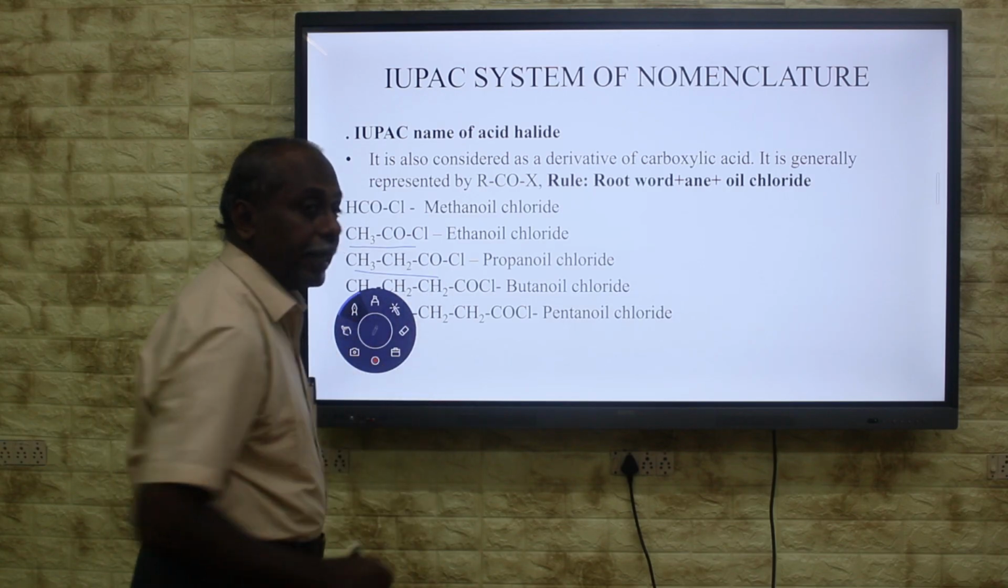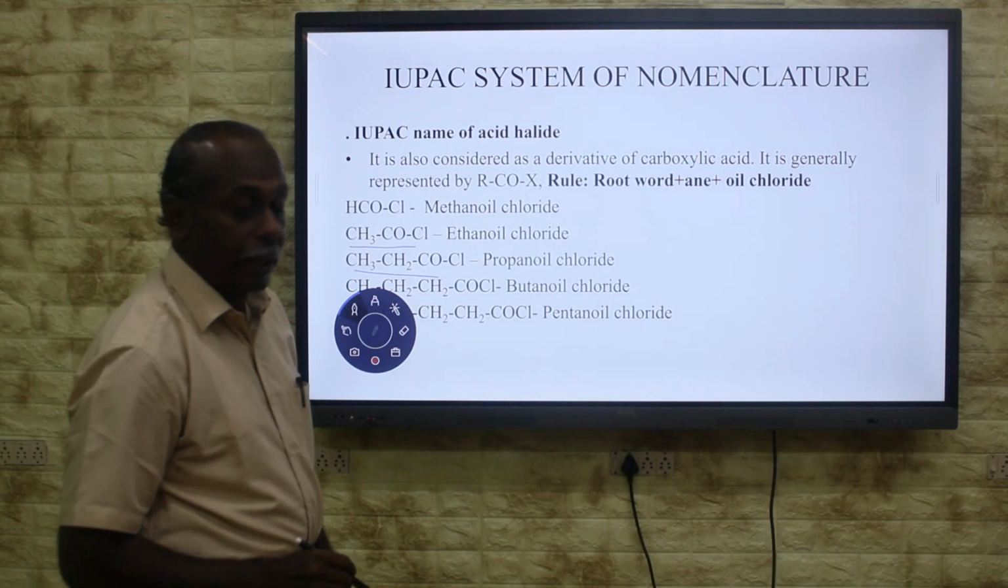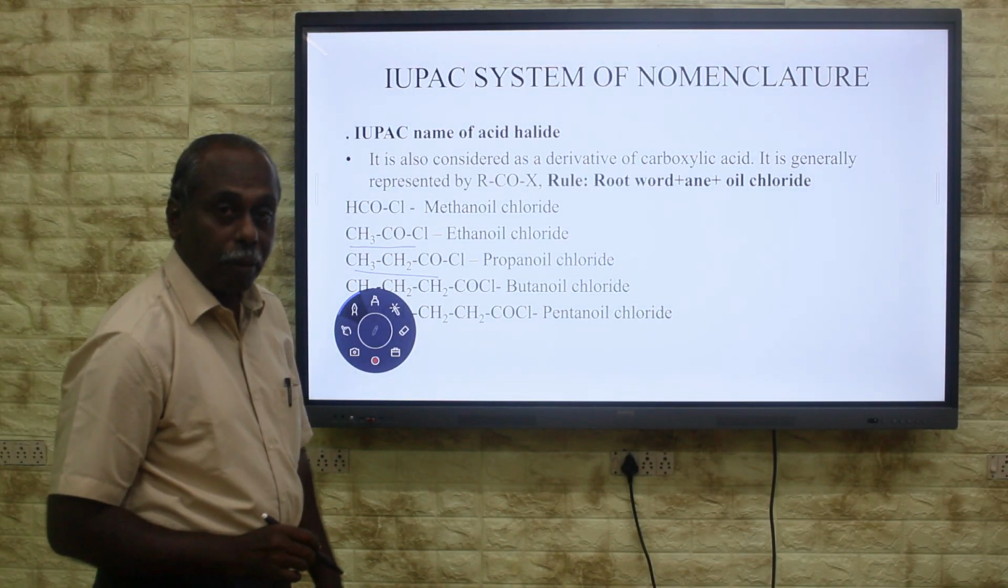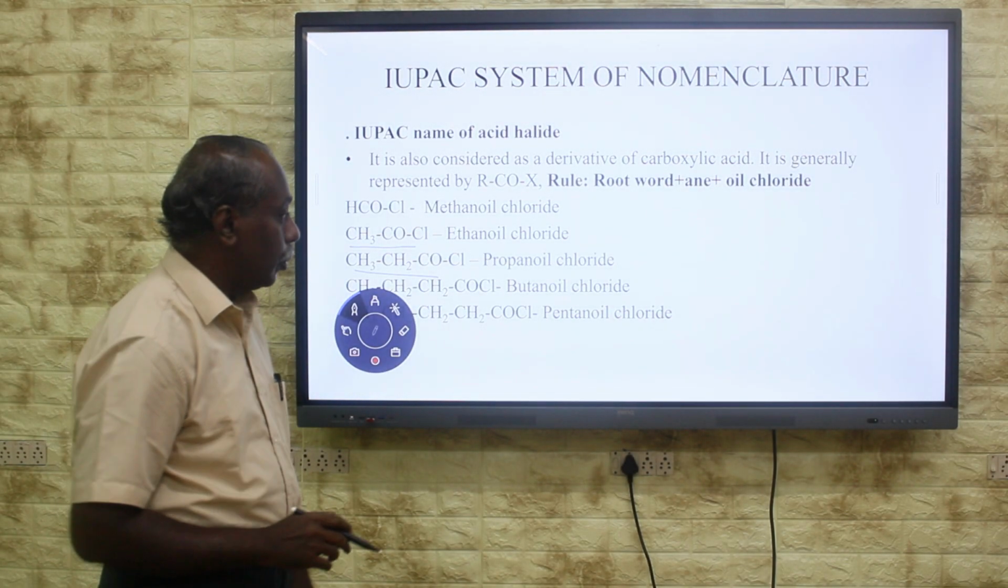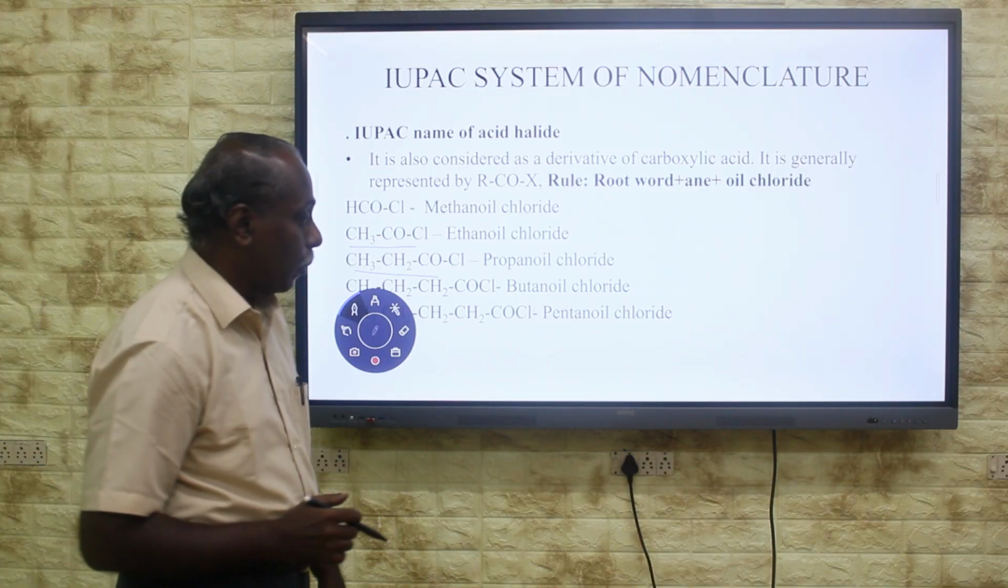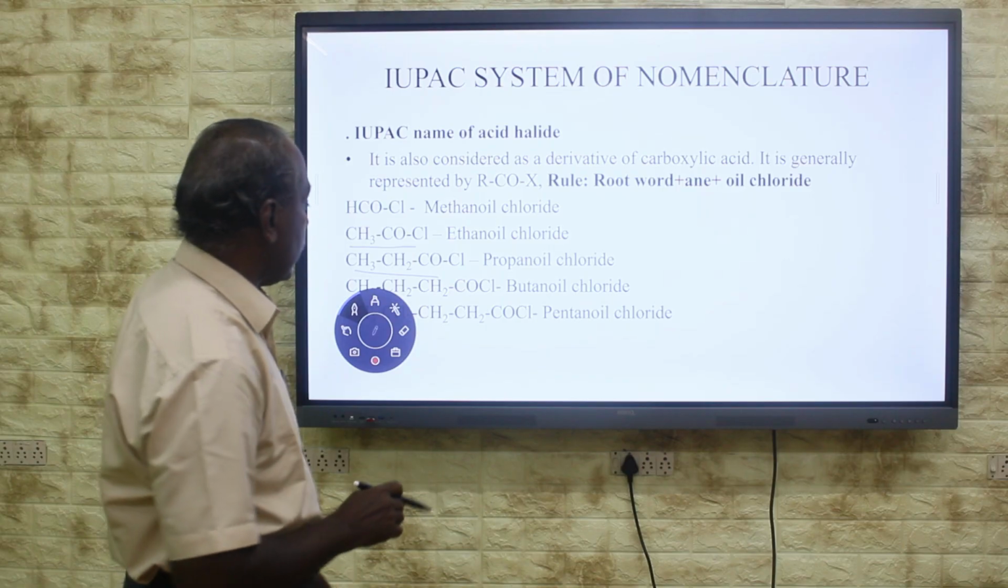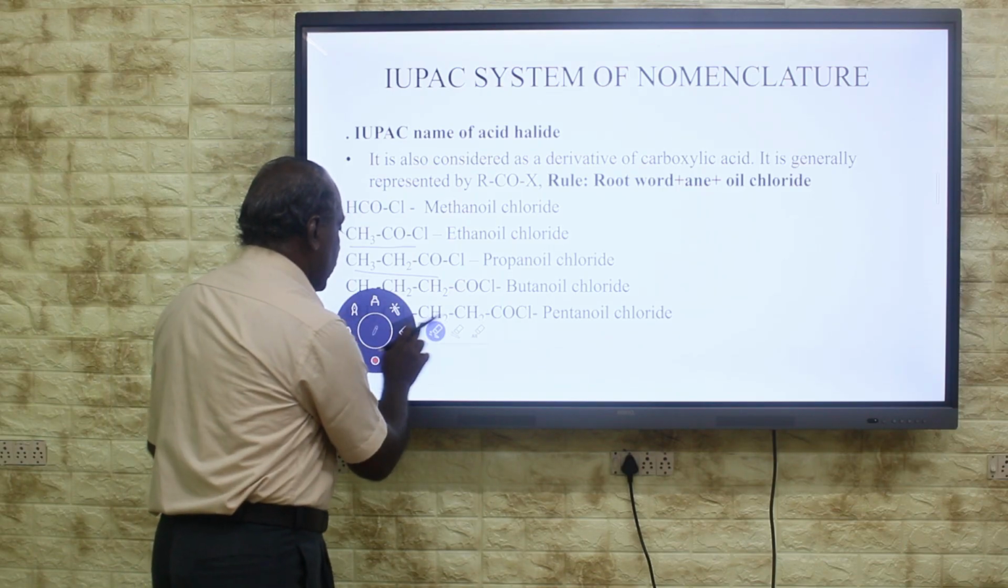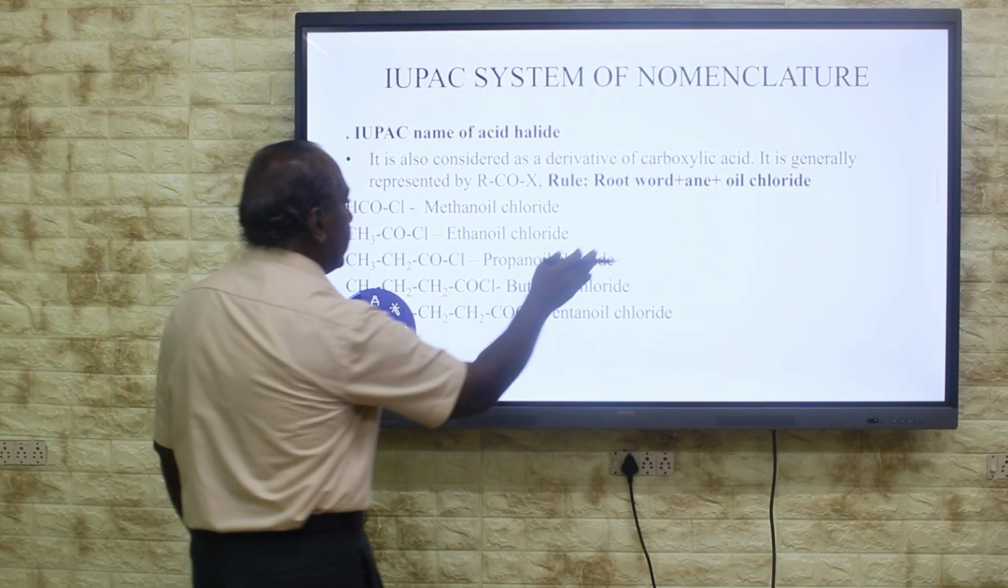Third carboxylic acid is propanoic acid, propanoyl chloride. And the fourth carboxylic acid is butanoic acid, butanoyl chloride. In that way, we are going to write the IUPAC name of the acid halide.